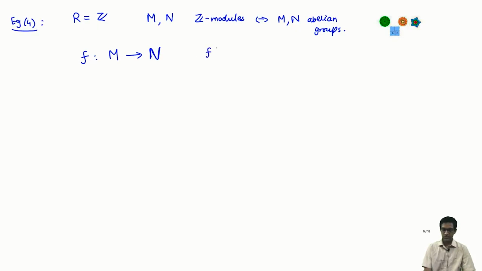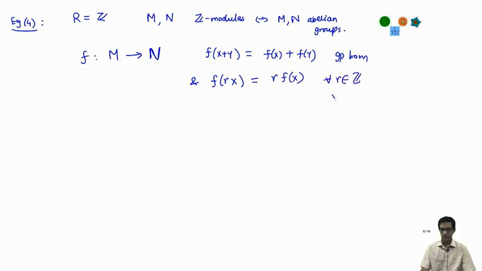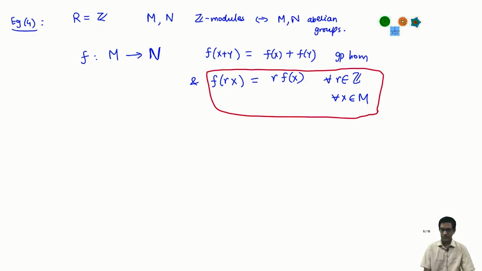A homomorphism is supposed to satisfy two properties: f of x plus y is f of x plus f of y. In other words, it's a group homomorphism, and it should satisfy compatibility with respect to scalar multiplication by elements of Z, for all x in M. But observe that this second property is superfluous. We don't really need this one. If the function satisfies the first property, then the second property is automatically true for Z modules.